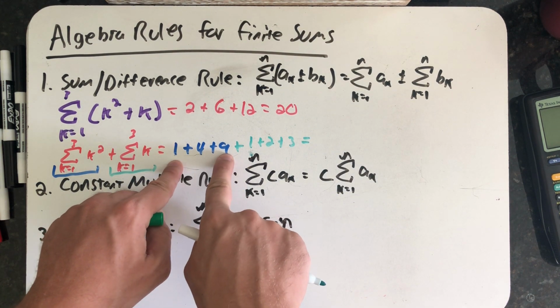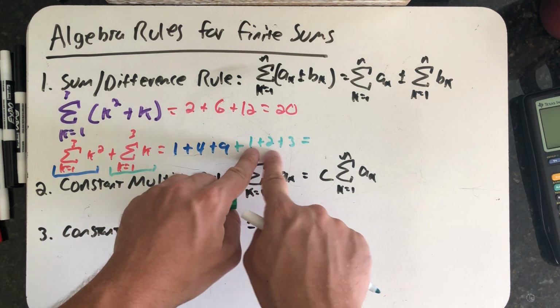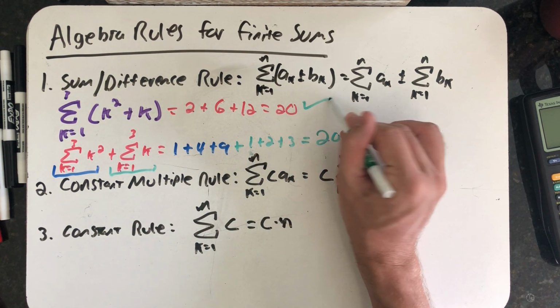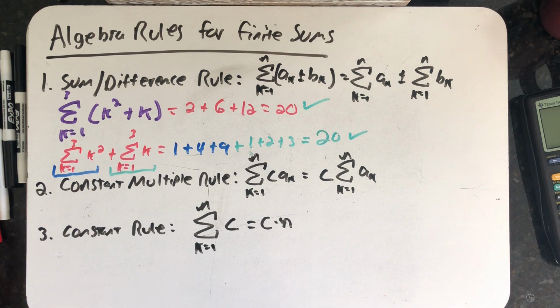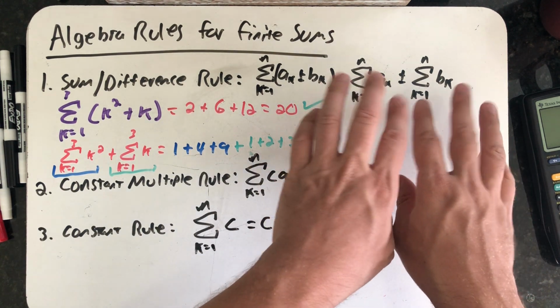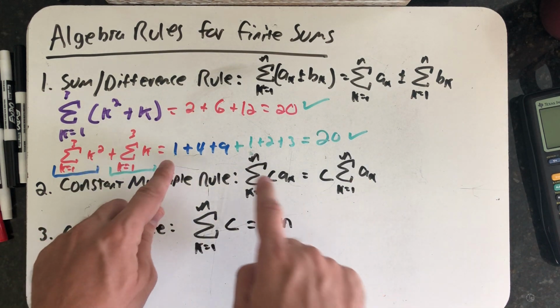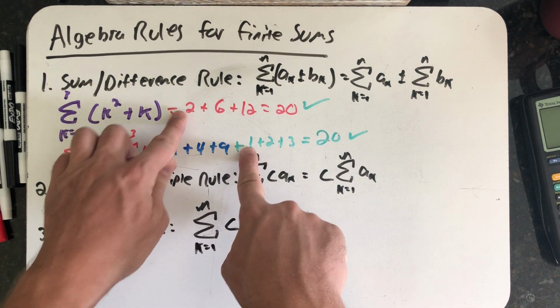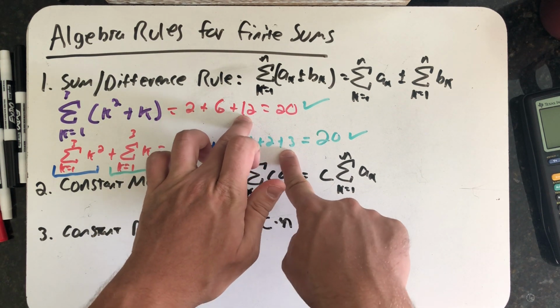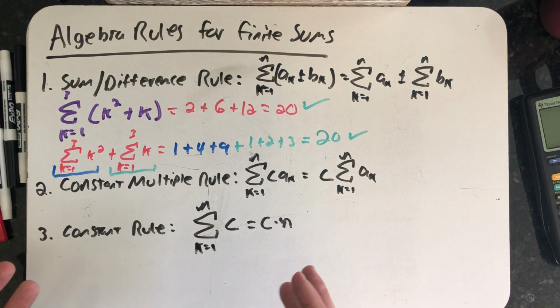Let's see, if I add those together, I'll get 14. If I add those together, I get 6. 14 and 6 make 20, and I get that same value in both calculations. And if I really think about it, all I'm doing is using the associative and commutative properties of arithmetic to rearrange these sums, because if I take 1 and 1, I get 2, 4 and 2 make 6, 9 and 3 make 12. All right, so the sum and difference rule seems to work.